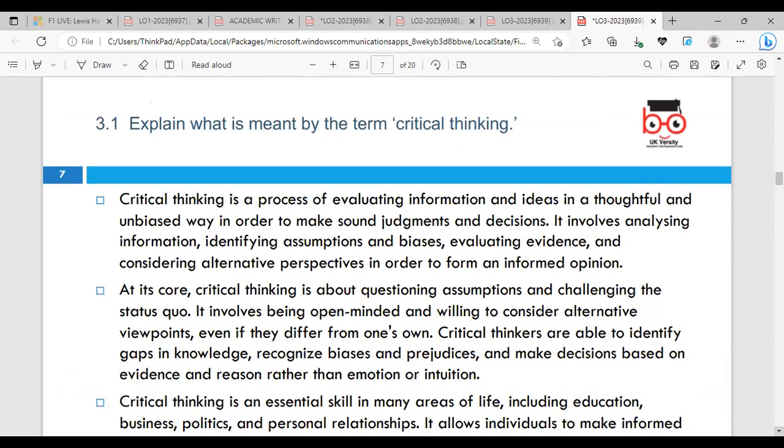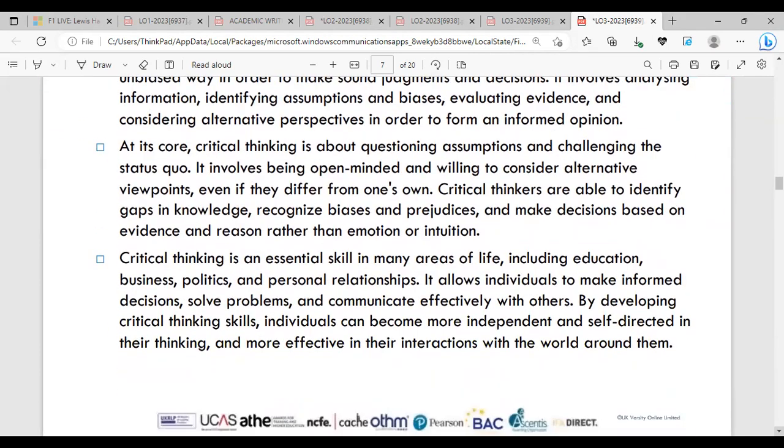Then we look at explaining what is meant by the term critical thinking. Critical thinking is a process of evaluating information and ideas in thoughtful and unbiased ways in order to make sound judgments and decisions. It involves analyzing information, identifying assumptions and biases, evaluating the evidence and considering alternative perspectives in order to form an informed opinion. At its core, critical thinking is about questioning assumptions and challenging the status quo. It is also able to identify gaps in knowledge.